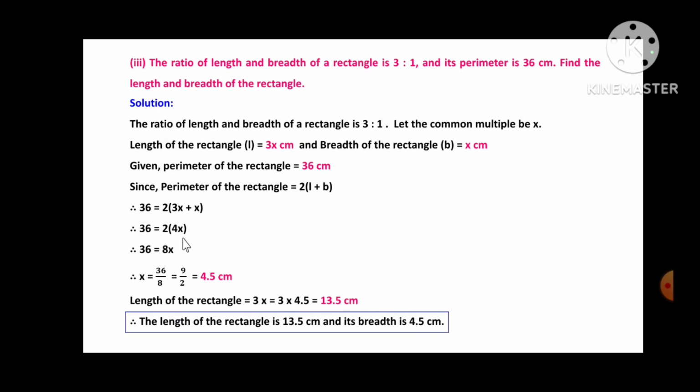Therefore 36 is equal to 2 into 4x. Therefore 36 is equal to 8x. Therefore x is equal to 36 upon 8, 9 by 2, which is 4.5 centimeter. Therefore length of the rectangle is 3x, that is 3 into 4.5, that leads to 13.5 centimeter. So friends, the length of the rectangle is 13.5 centimeter and the breadth is 4.5 centimeter, which is x only.